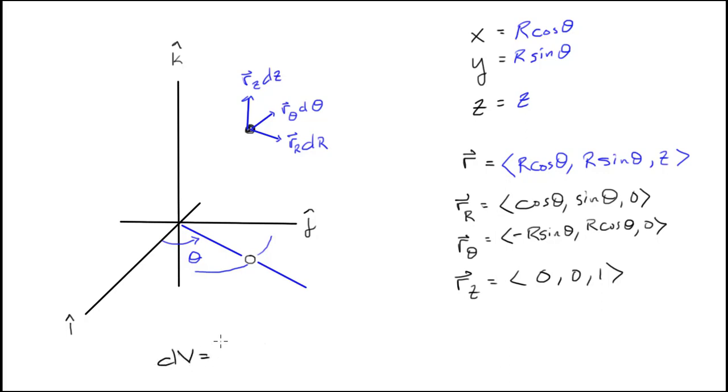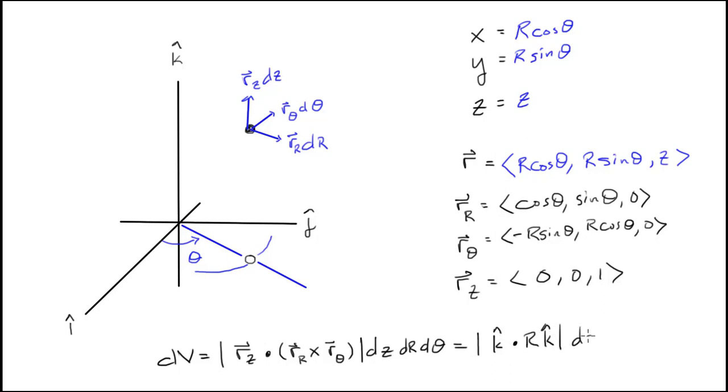My volume differential is the vector triple product of the three tangent vectors. The radial and theta direction vectors we did last video, that was r scaling the k vector. The z partial is the k vector, dot them together, that's r. And our volume differential, r dz dr d theta.